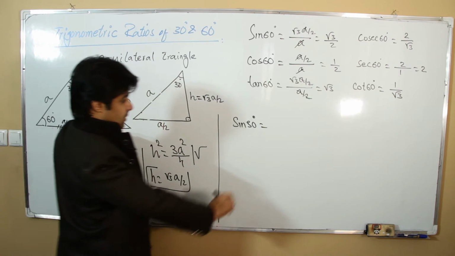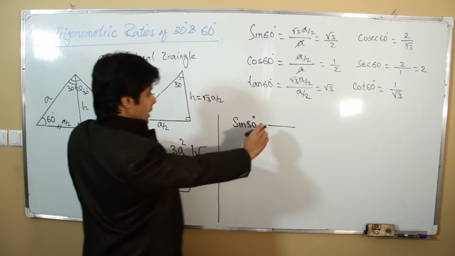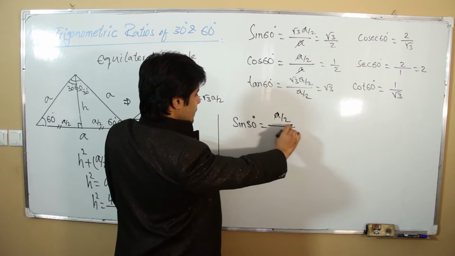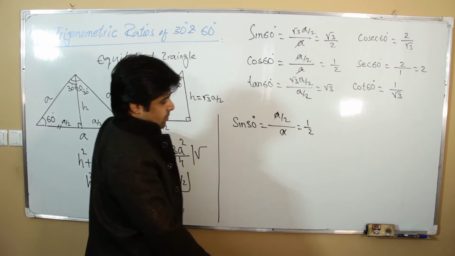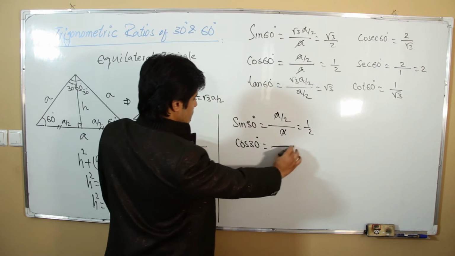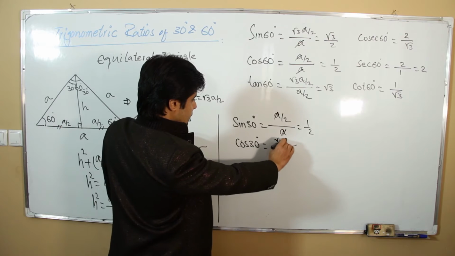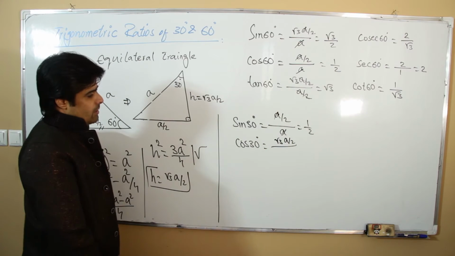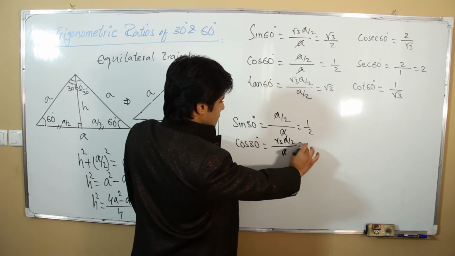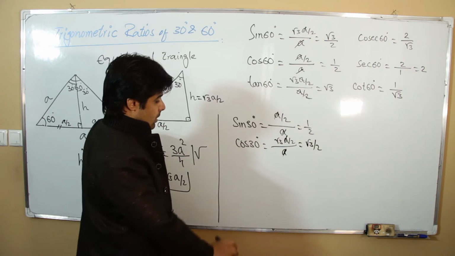Now, sine 30 is opposite divided by hypotenuse. What's opposite? A divided by 2. Hypotenuse, A. A with A is cancelled, 1 divided by 2. And cosine of 30, it's what? Adjacent, root 3a divided by 2, by hypotenuse a. This is cancelled, so you will have root 3 divided by 2.